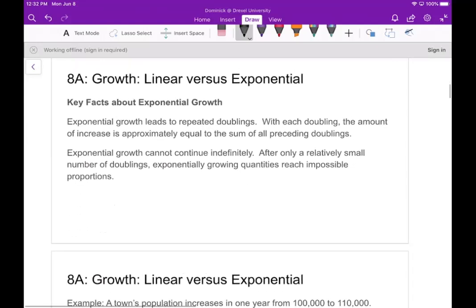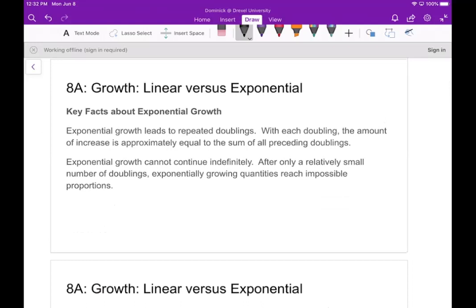Okay, now some key facts about exponential growth are the following. Exponential growth will lead to repeated doublings, right? With each doubling, the amount of increase is approximately equal to the sum of all preceding doublings, right? So you're going to get repeated doublings with a certain amount of time that passes. Now, exponential growth, of course, can't continue indefinitely, right?